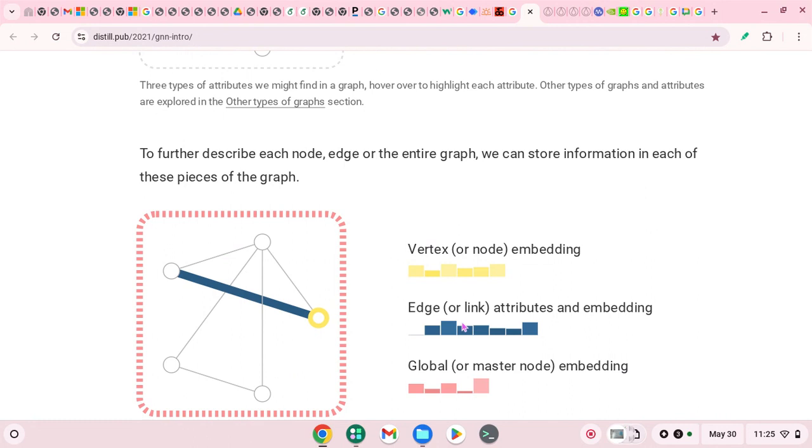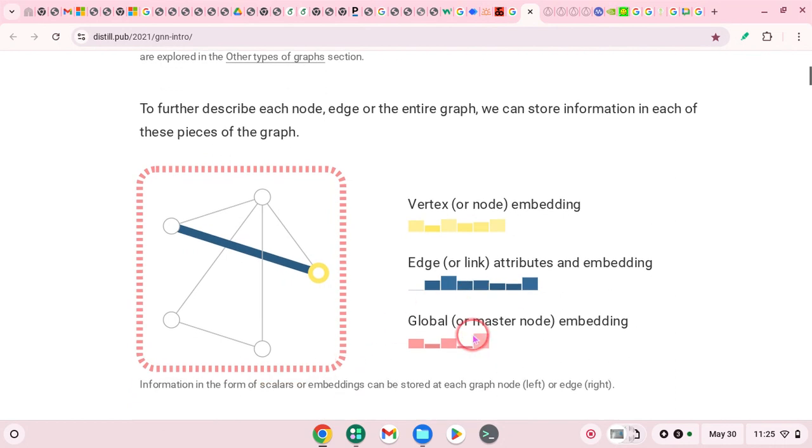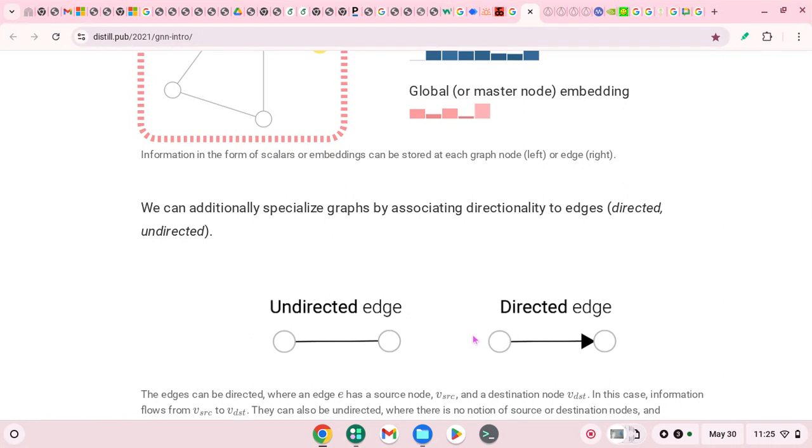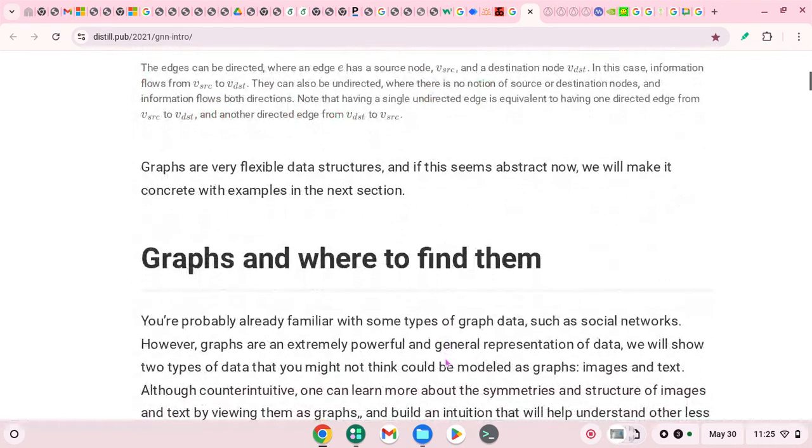Further, each node has its own feature. The feature can be an n-dimensional vector, and each node embedding can be an m-dimensional vector, and the global information also can be some p-dimensional vector. Additionally, the edge can also be of two types, one is undirected and the other directed, as represented in this figure.